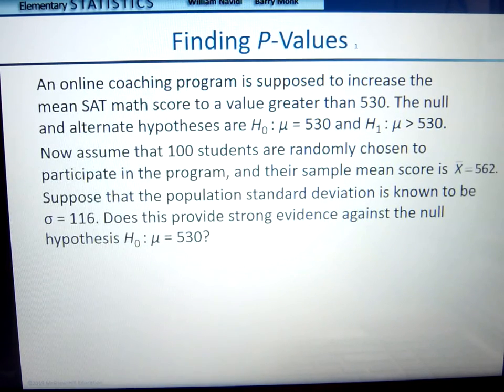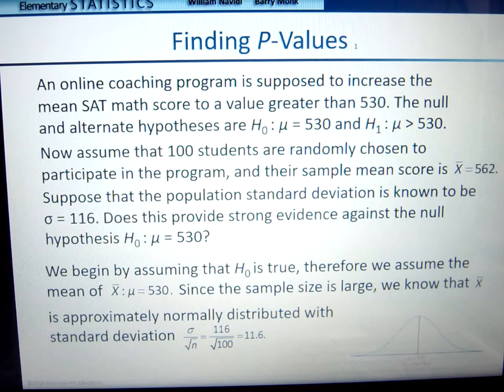So again, we have this online coaching program for the SAT. Same thing as we looked at before. We have the sample mean score now, which we're saying is 562. We want to take a look at it when the standard deviation is 116. Does this provide strong enough evidence against the null hypothesis? So the first thing we're going to do is always assume that the null hypothesis is true. So therefore we assume that the mean is 530.